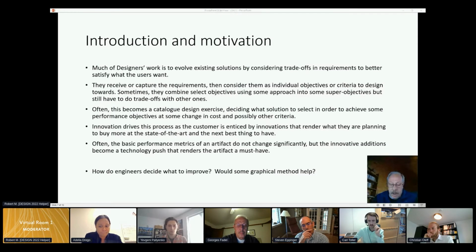Often this is a catalog design exercise, what solution to implement to achieve some improvement in specific objectives at some variation in cost or other criteria. Innovations drive this process since customers always want better and often newer designs. Note that most of the time, the basic function of the artifact may not change.